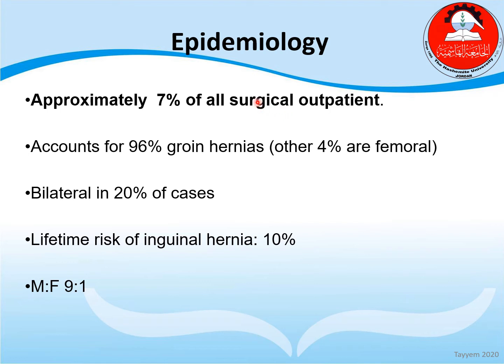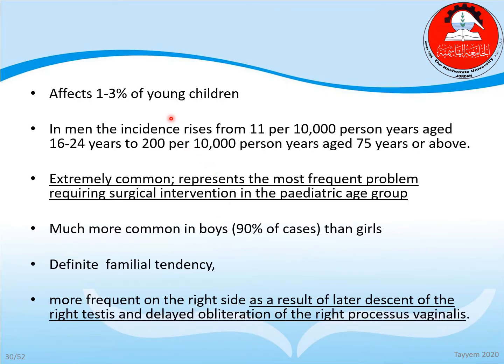7% of all surgical outpatient visits are due to the presence of a groin hernia, or inguinal hernia to be precise. 96% are inguinal, and 4% are femoral, bilateral in 20%, and the lifetime risk of inguinal hernias is 10%. More common in males, 9 to 1. 1 to 3% of the young population, young children, could be affected by inguinal hernia.